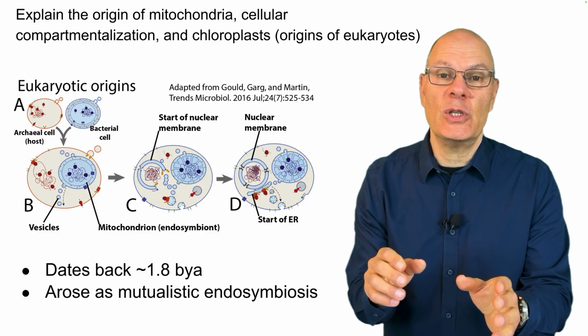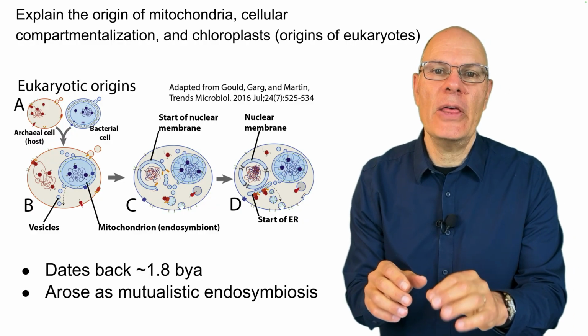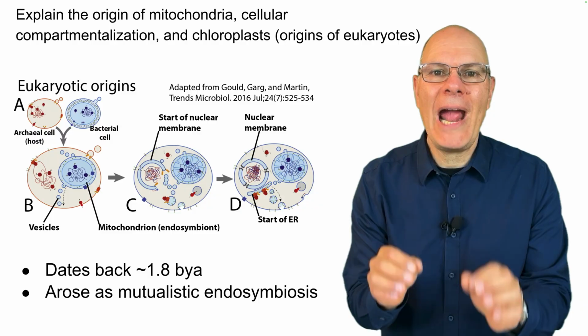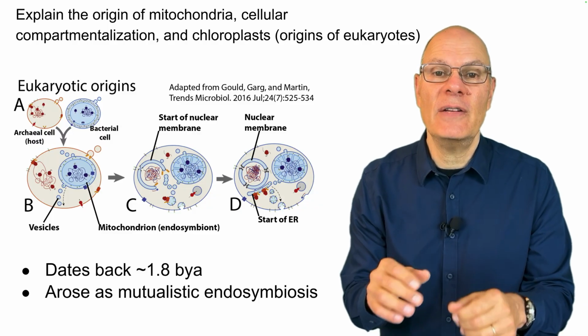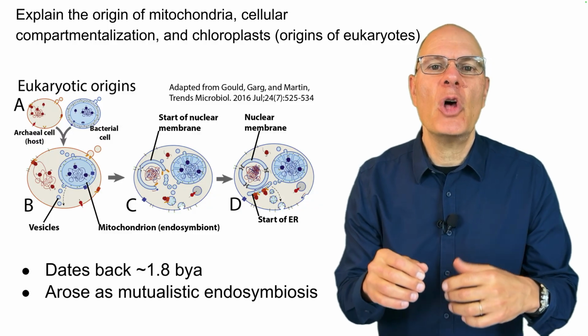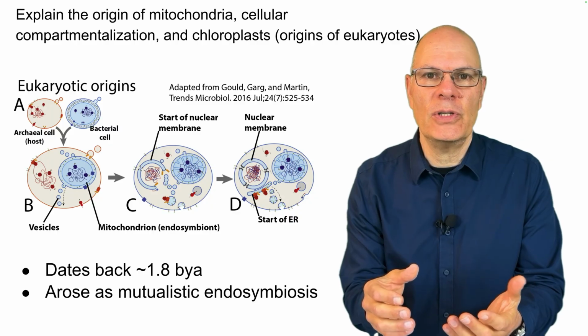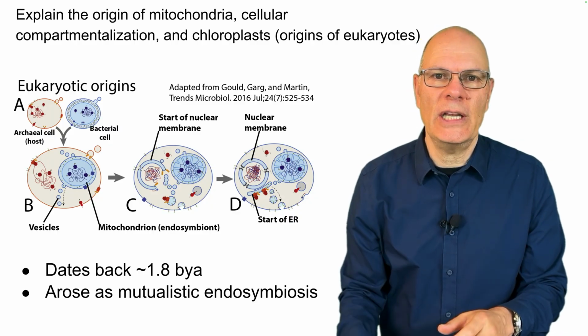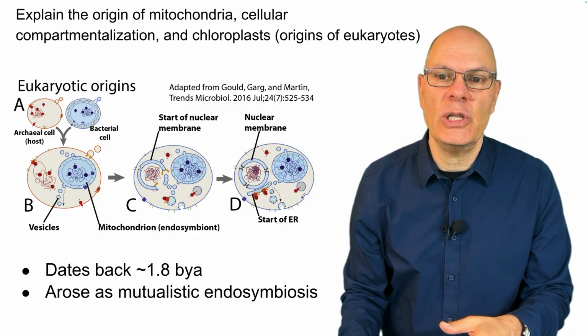Endosymbiosis is when one of those species lives inside the other. We normally think of that as parasitism. That's a negative kind of endosymbiosis, but there's also positive endosymbiosis. That's a mutualistic relationship, and that is what gave rise to the eukaryotes.